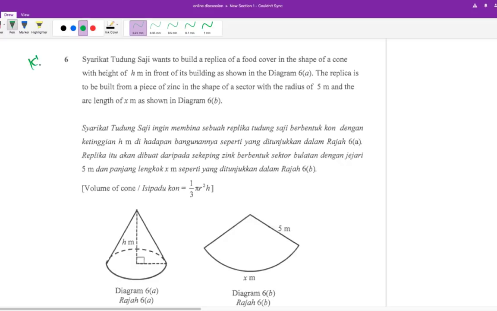I can call this one a KBAT. It's not really difficult, but it's not usual. I mean, it's not the common question. Alright, so you have to read the question.